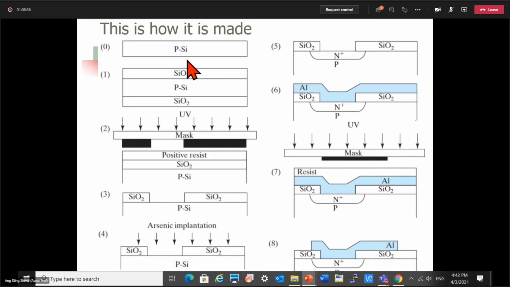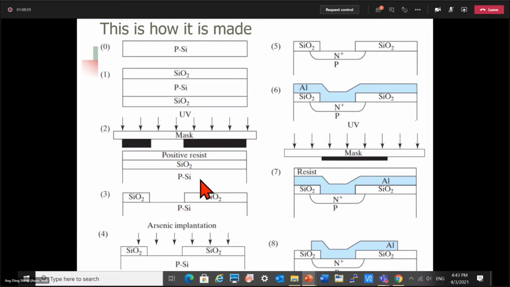For example, you can start with a P-type silicon. You can start with an N-type silicon as well. There's no reason why you should always start with a P. Then after that, we put an oxide layer. SiO2, silicon dioxide, is actually formed by oxidizing silicon in the oxygen ambient. So the silicon reacts with the oxygen to form SiO2, which is an insulator.